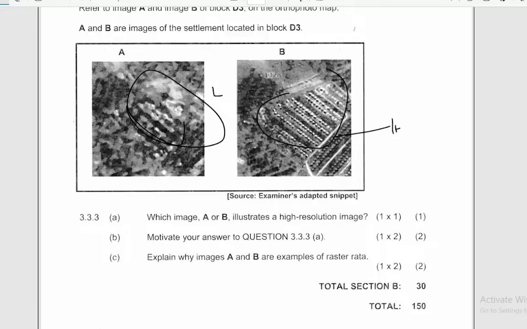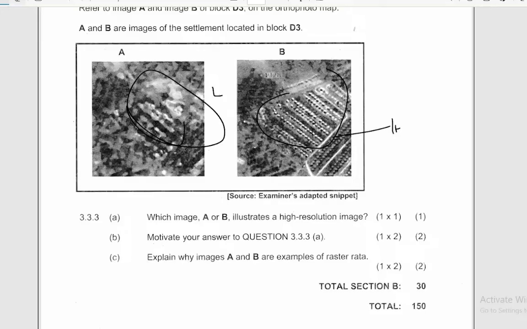Right, then the last question, explain why images A and B are examples of raster data. The difference between raster data and vector data is raster data is in pixels and grids, while vector data is in lines, polygons, and point features. So these ones are images. These are real-time images. If you see A and B, these are images which have been taken using camera technology, and they are in pixels. That is why we are saying it's raster data.